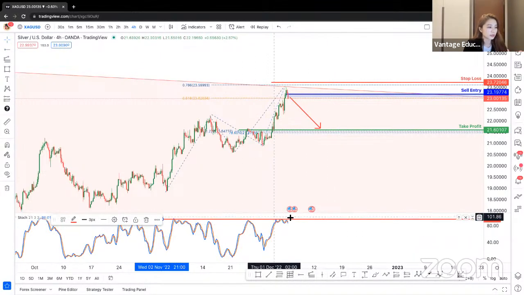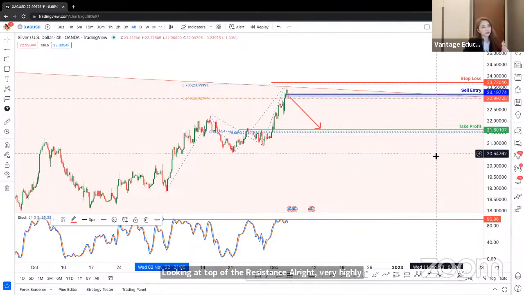Looking at top of the resistance, very highly likely to have a drop for silver. This is what I'm seeing for H4.